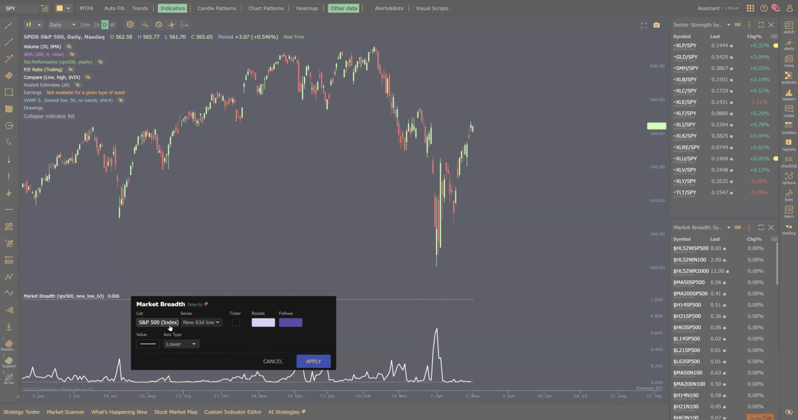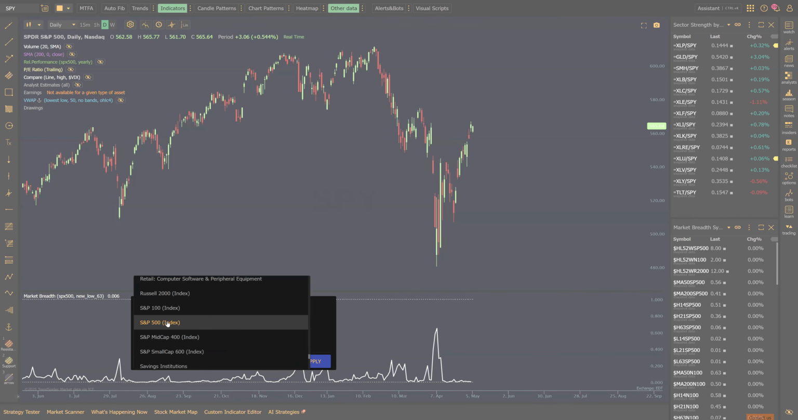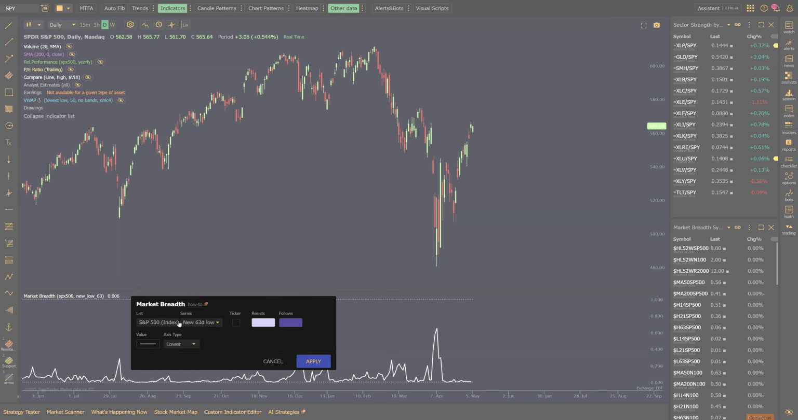And the first thing you need to do is pick a list. I think most people would probably agree the S&P 500 is a good representation of the market. But if you want to dive into semiconductors or other sectors, that's perfectly fine to do as well. But for now, we'll keep it at S&P 500. I uncheck ticker. And then for the series, this is where it gets important as well. There's a few different ones you can use. So the most simple of them is probably these SMA ones.